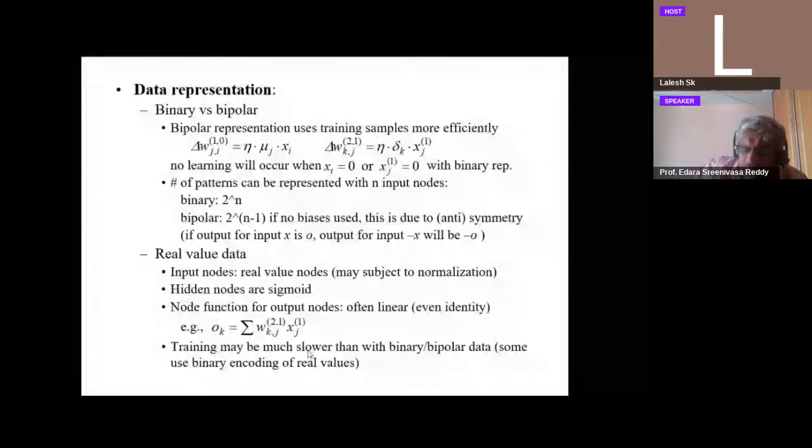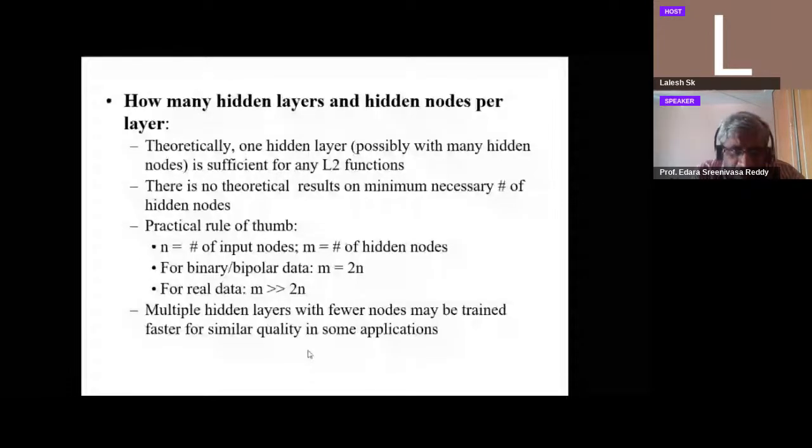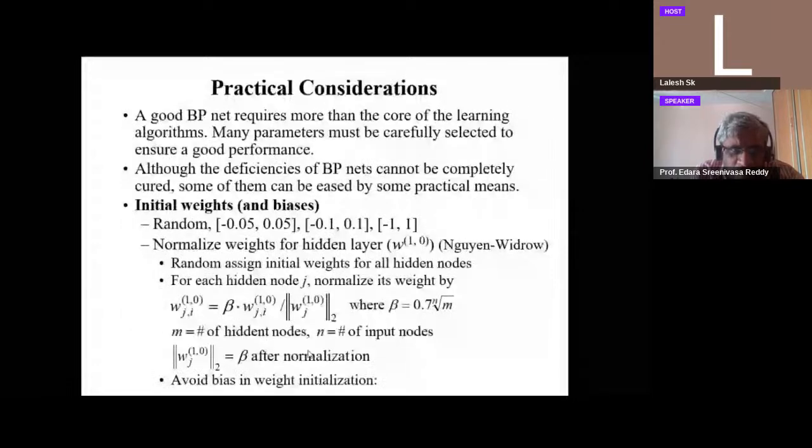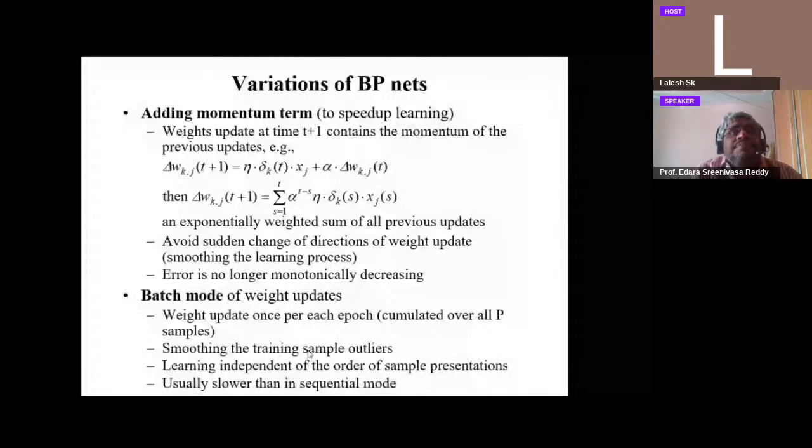These are all practical considerations. One must be careful about all these practical considerations when you are implementing practically for any application, pattern recognition.